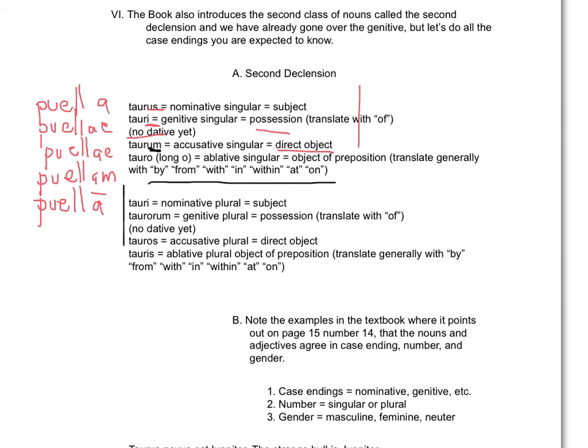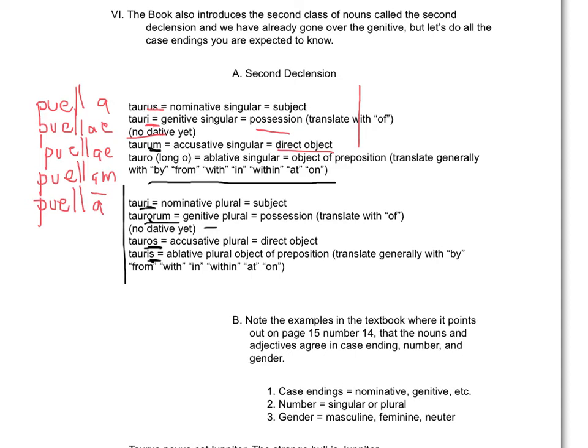And then the plural of the second declension. The case ending for the nominative plural is I. The case ending for the genitive plural is ORUM. You don't know the dative yet. The case ending for the accusative plural is OS. The case ending for the ablative plural is IS.